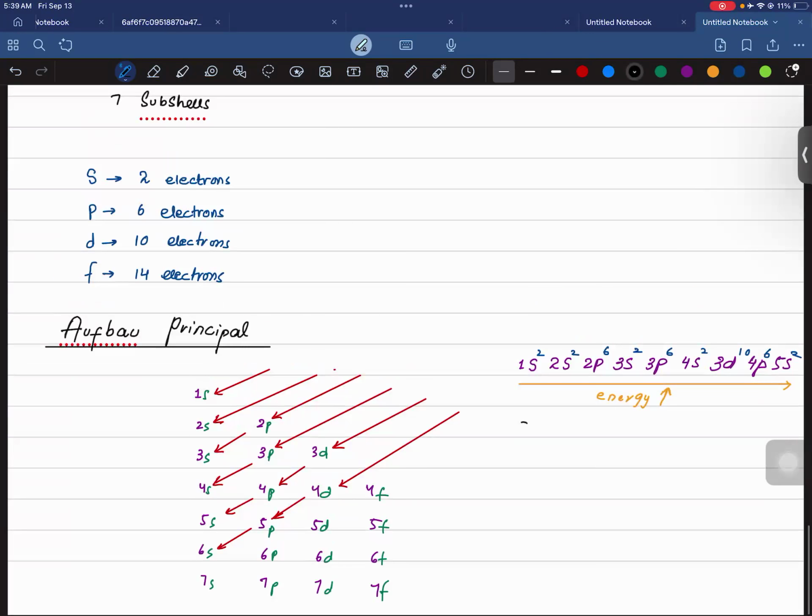Chlorine is 17. What's the electronic configuration? You will say 1s2, 2s2, 2p6, 3s2. How many electrons are remaining? 7. No, no, no. You are thinking of 2, 8, 7, but it's not just like that. Basically, it's orbital, 2 plus 2, 4.